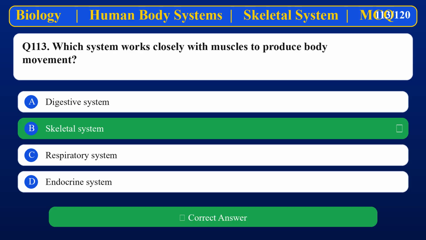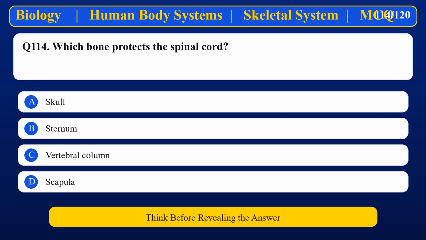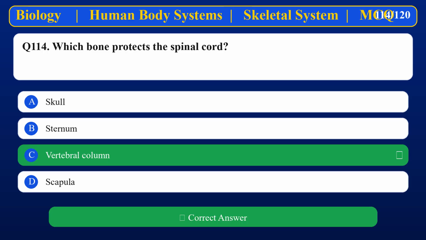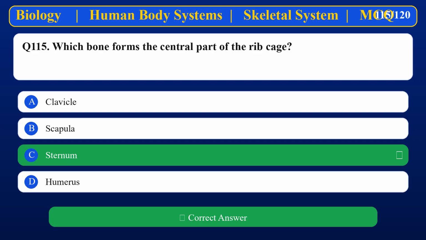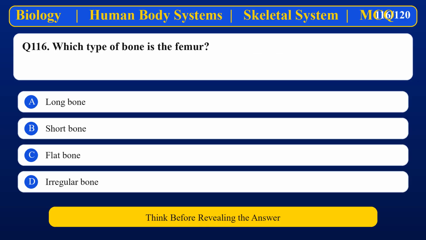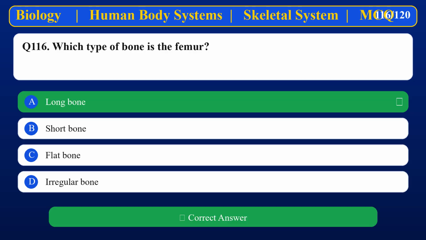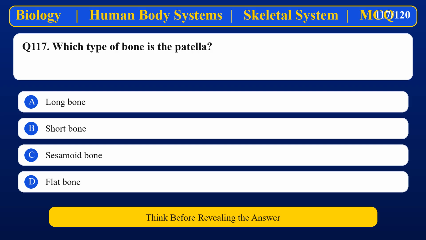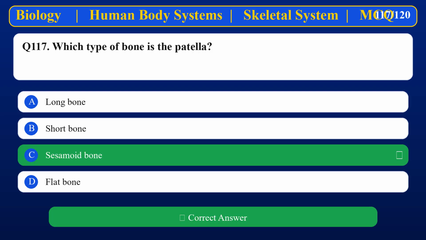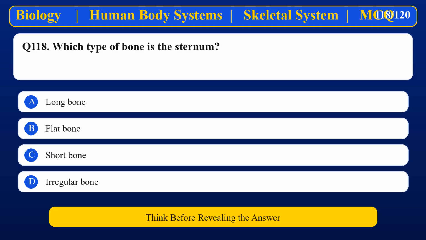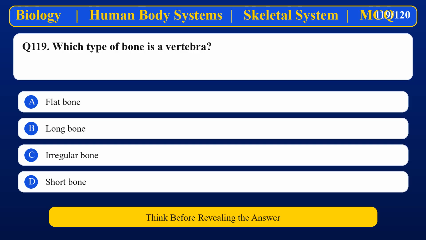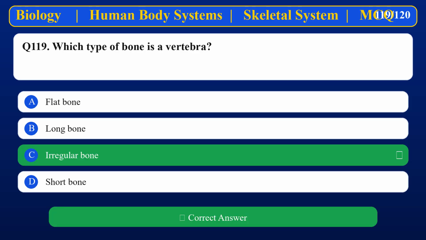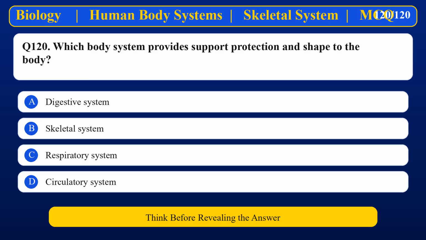Skeletal system. Which bone protects the spinal cord? Vertebral column. Which bone forms the central part of the rib cage? Sternum. Which type of bone is the femur? Long bone. Which type of bone is the patella? Sesamoid bone. Which type of bone is the sternum? Flat bone. Which type of bone is a vertebra? Irregular bone. Which body system provides support, protection, and shape to the body? Skeletal system.